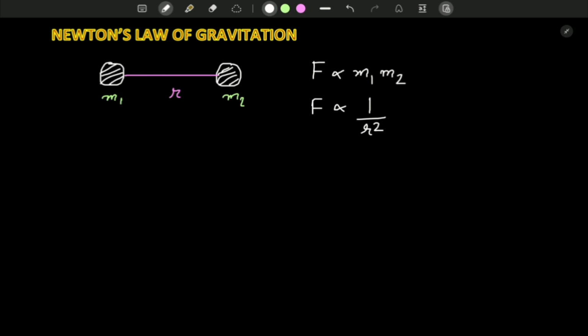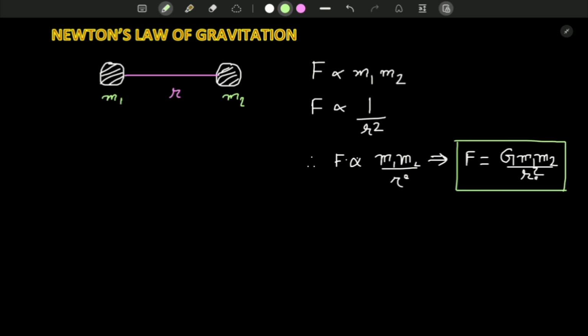Therefore, I can say that force is proportional to m1 m2 by r square, which in turn F is equals to G m1 m2 by r square. Now here what is G? G is universal gravitational constant.